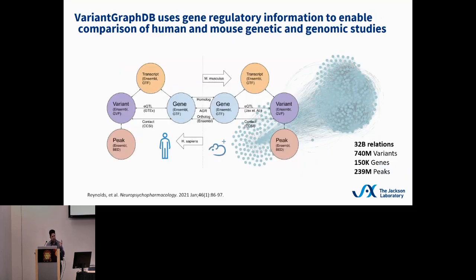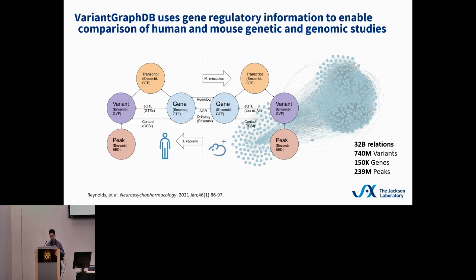And then the next thing we need, right, is being able to map this information across species. And so we've built the variant graph, which uses regulatory information to really make these relationships. It's not just the closest gene, right? It's all this information about eQTL and other things that we've built into the graph.